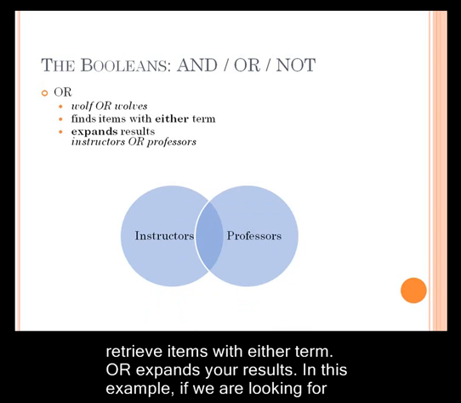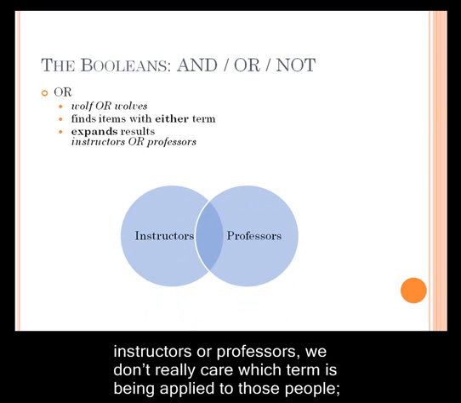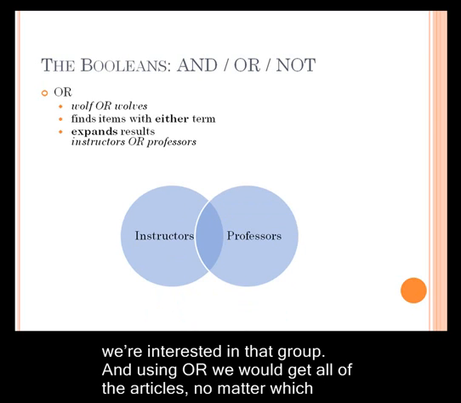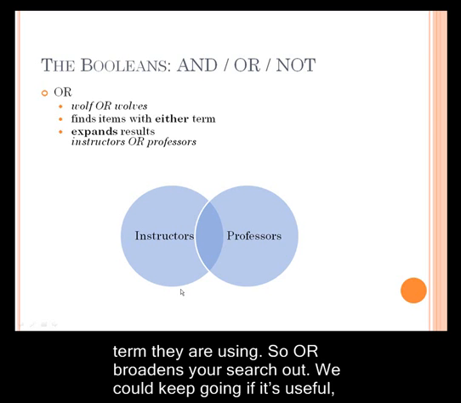Or expands your results. In this example, if we're looking for instructors or professors, we don't really care which term is being applied to those people. We're interested in that group. And using or, we would get all of the articles no matter which term they're using. So or broadens your search out.